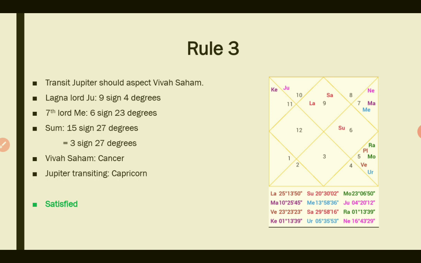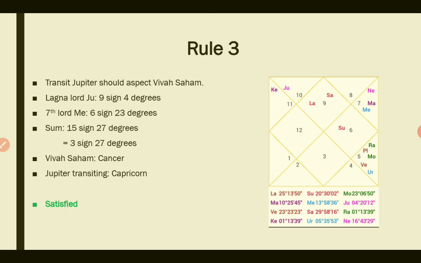Subtracting 12 from 15, we get 3 signs and 27 degrees. So the Vivaha Saham will be in the sign of Cancer. Why the sign of Cancer? Because 3 signs have already passed and we are at 27 degrees, so we are at 27 degrees of Cancer, which is the 4th sign. So the Vivaha Saham is in Cancer.